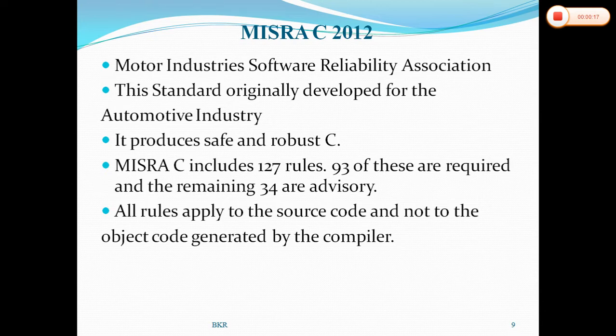MISRA stands for Motor Industries Software Reliability Association. It is an association developed for the automotive industry to identify software bugs in the code. I will repeat once again. MISRA stands for Motor Industries Software Reliability Association. It is developed especially for automotive industries. It produces safe and robust C. Here, MISRA C has 127 rules. Okay, of the 127 rules, 34 are advisories.